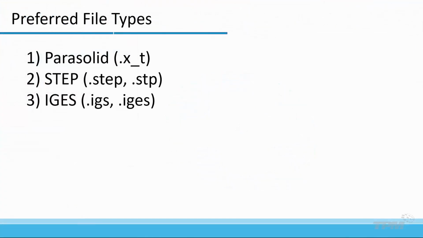Before we get started, a quick word on file types. If you can't get a native SOLIDWORKS file, your next best option is a Parasolid file, as that is the modeling kernel SOLIDWORKS uses. Your second and third best options are a STEP and IGES file, respectively.